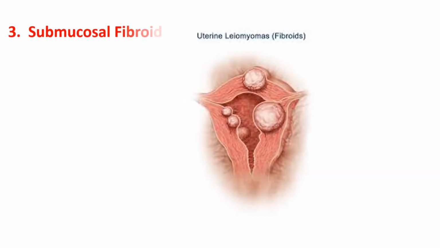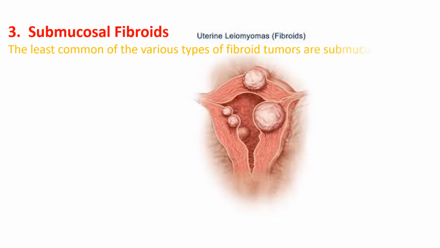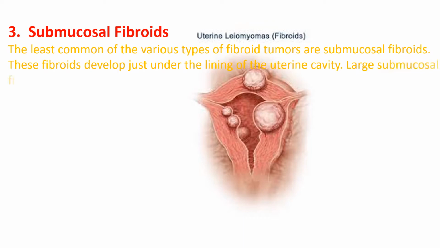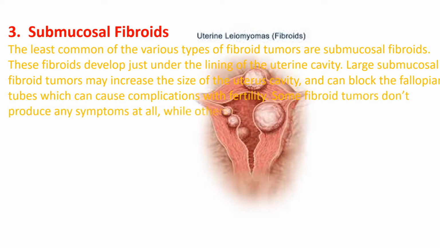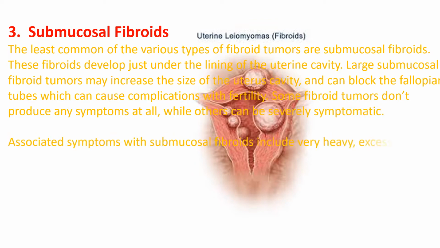3. Submucosal fibroids. The least common of the various types of fibroid tumors are submucosal fibroids. These fibroids develop just under the lining of the uterine cavity. Large submucosal fibroid tumors may increase the size of the uterus cavity, and can block the fallopian tubes, which can cause complications with fertility. Some fibroid tumors don't produce any symptoms at all, while others can be severely symptomatic.